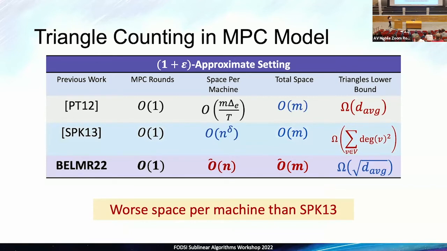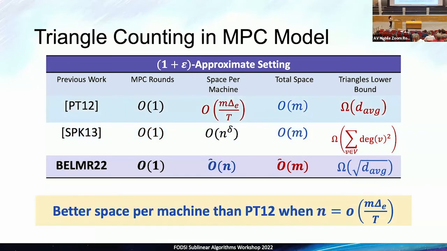So comparing more specifically, compared to SPK, we get worse space per machine because we're in the near linear space regime, whereas they are in the sublinear space domain. So actually, this would be the first thing to look at if you're looking to improve our result: to try to get our result into the sublinear space domain. And compared to PD12, we get better space per machine when n equals little o of this quantity here.